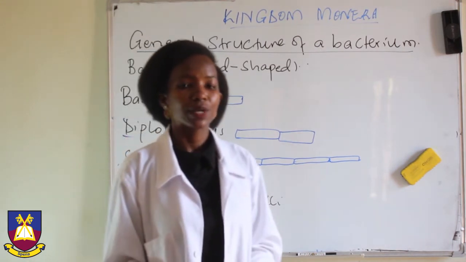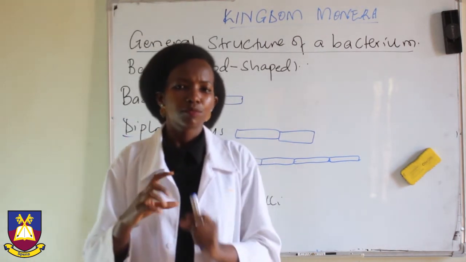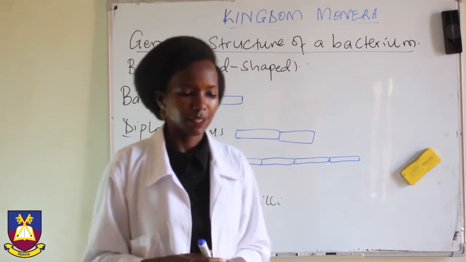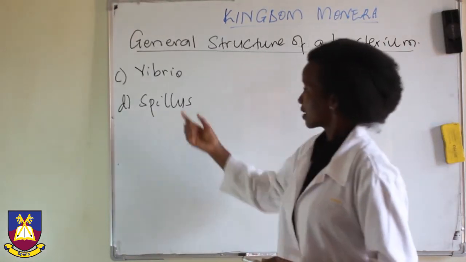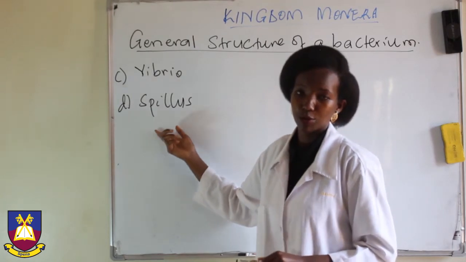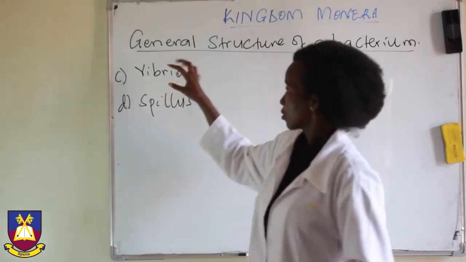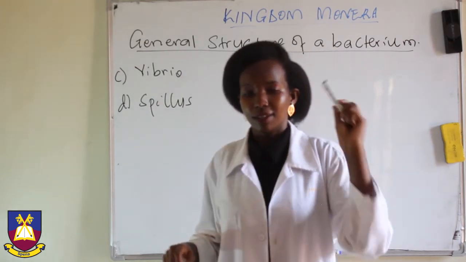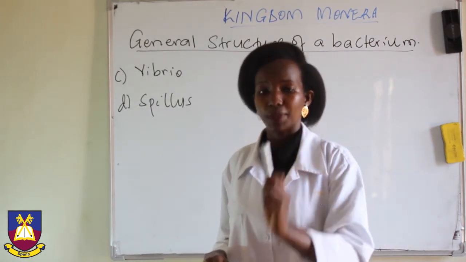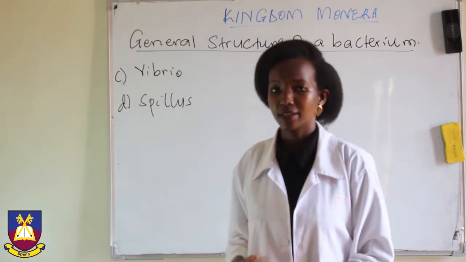And now we're going to look at the other categories of bacteria according to their shape. And so the third and fourth types that we're going to look at for now is what we call Vibrio and the one we call Spirulus. Coco, Bacillus, Vibrio, and Spirulus.